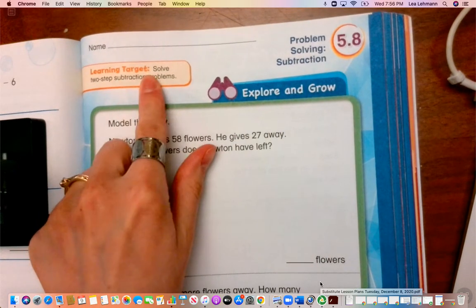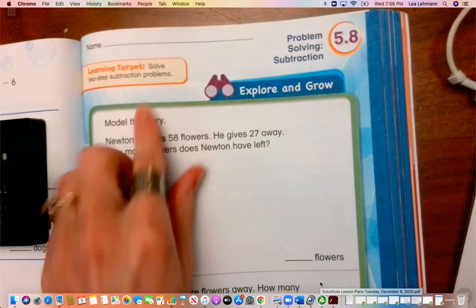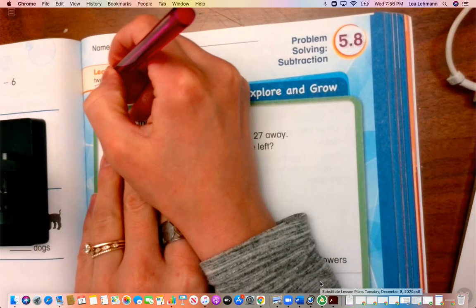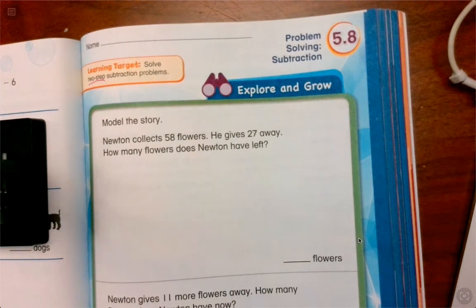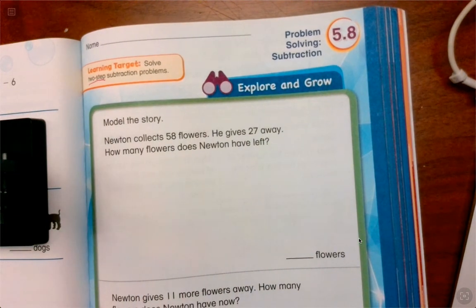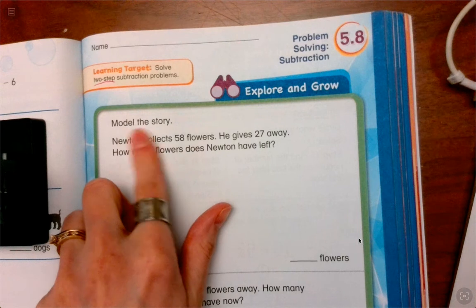So our learning target is solve two-step subtraction problems. And I'm going to underline this two-step. That's the most important thing that we'll be doing today. There's going to be two steps for every problem. Okay, so it says model the story.